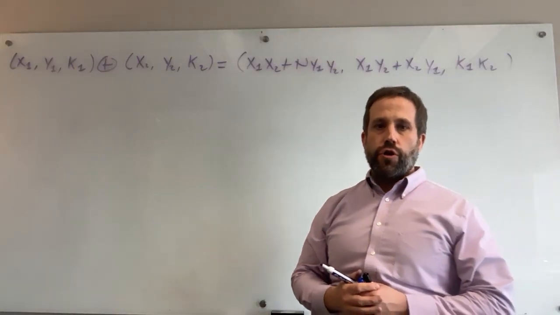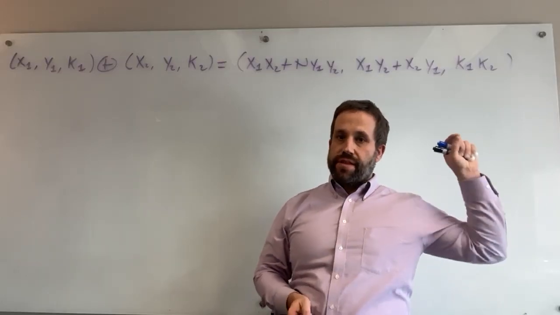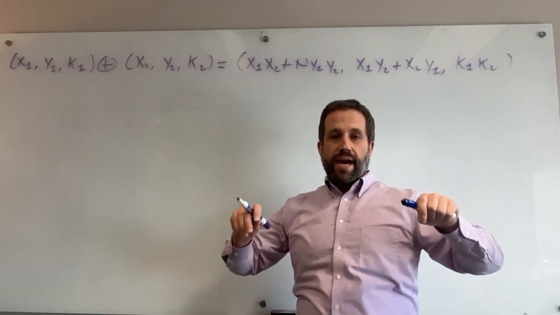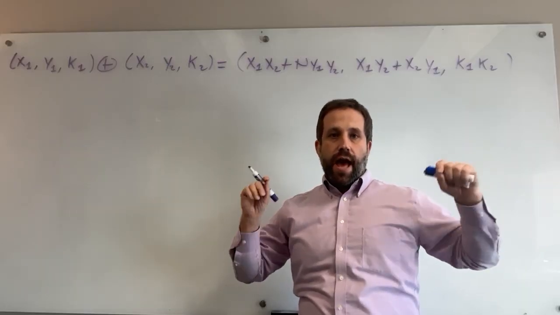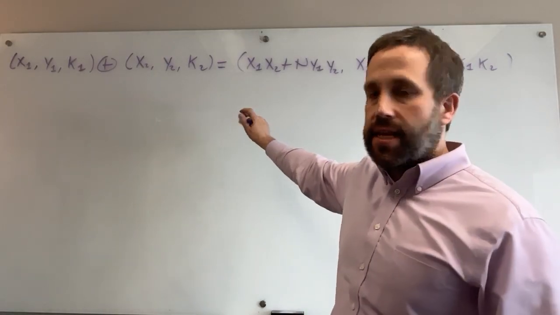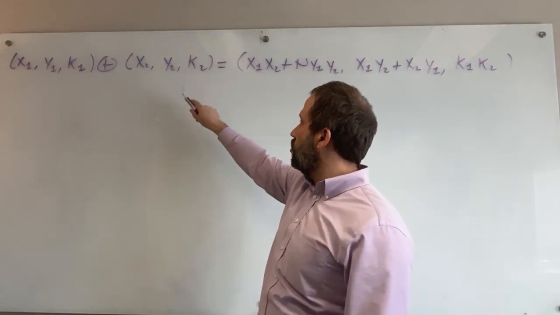Now I'm going to show you how we can go from a triple where the third entry, the k entry, is equal to 2, how we can go from that to an x, y, 1 triple. In other words, the kind of triple that we really want to have. And we're going to use this identity here. We've got x1, y1, k1 composed with x2, y2, k2.